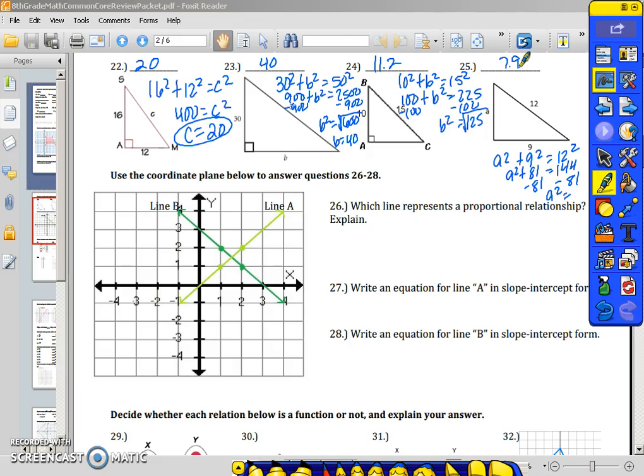Alright, for number 26, which line represents a proportional relationship? We are not worried about this. Scratch that out.